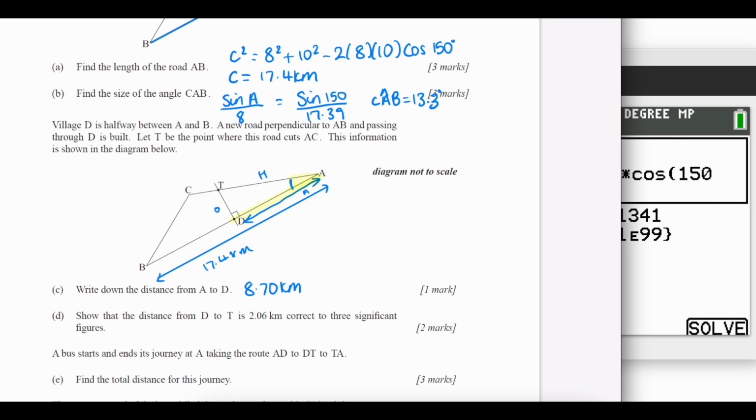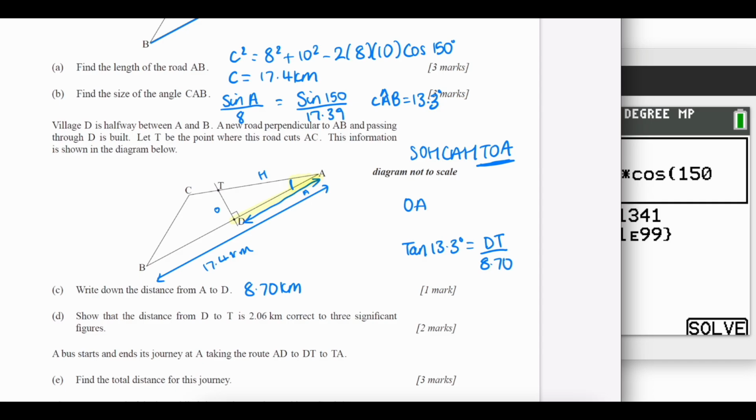I'm looking for the opposite, and I already have the adjacent. And therefore, when I think about SOHCAHTOA, I'm wanting to use the tan option with the opposite and the adjacent. So tan of the angle, which is 13.3, I found that in part B, is equal to the length DT, which is what I'm trying to find, that's the opposite, over the adjacent, which I just said was 8.7.